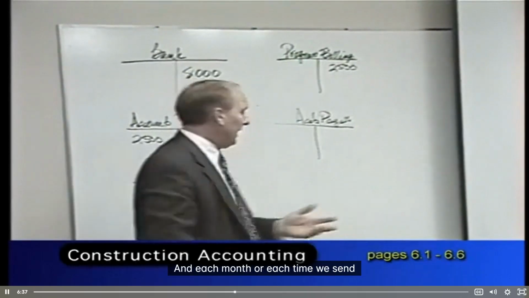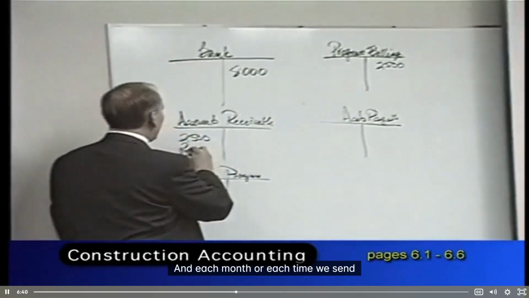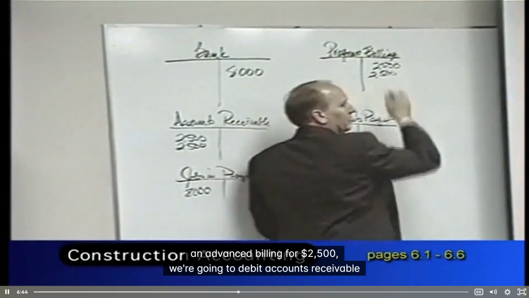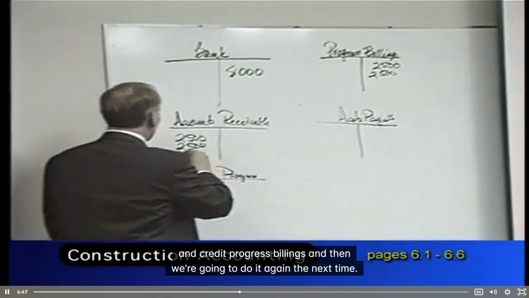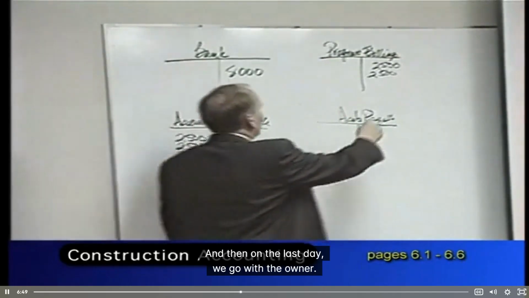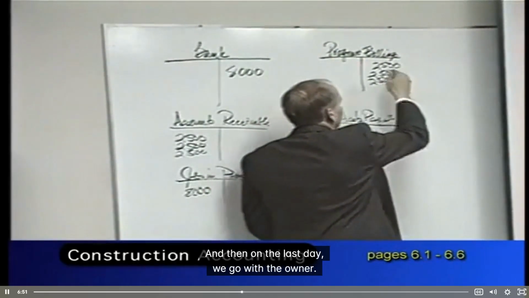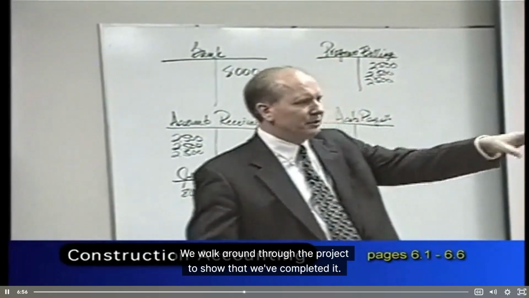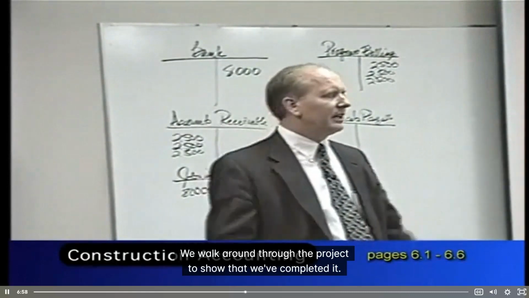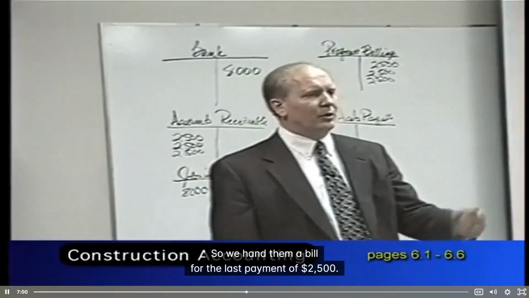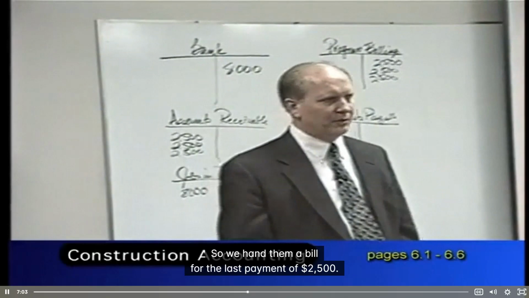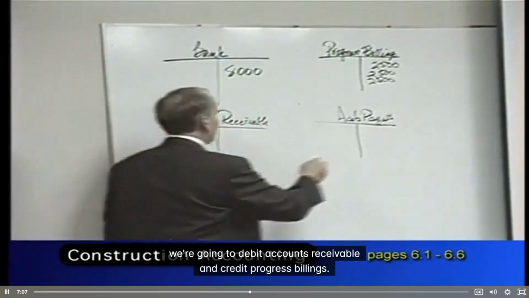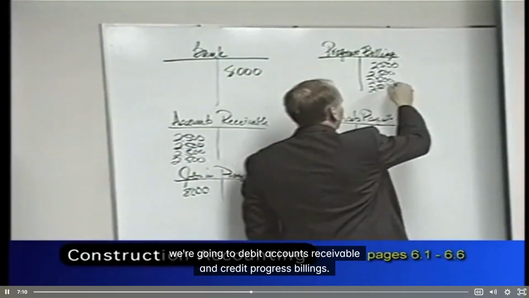So this is just accumulating those expected sales amounts. And each month or each time we send an advance billing for $2,500, we're going to debit accounts receivable and credit progress billings. And then we're going to do it again the next time. And then on the last day, we go with the owner and we walk through the project to show that we've completed it. They say, hey, it's fine. So we hand them a bill for the last payment of $2,500. And when we write the bill, we're going to debit accounts receivable and credit progress billings.